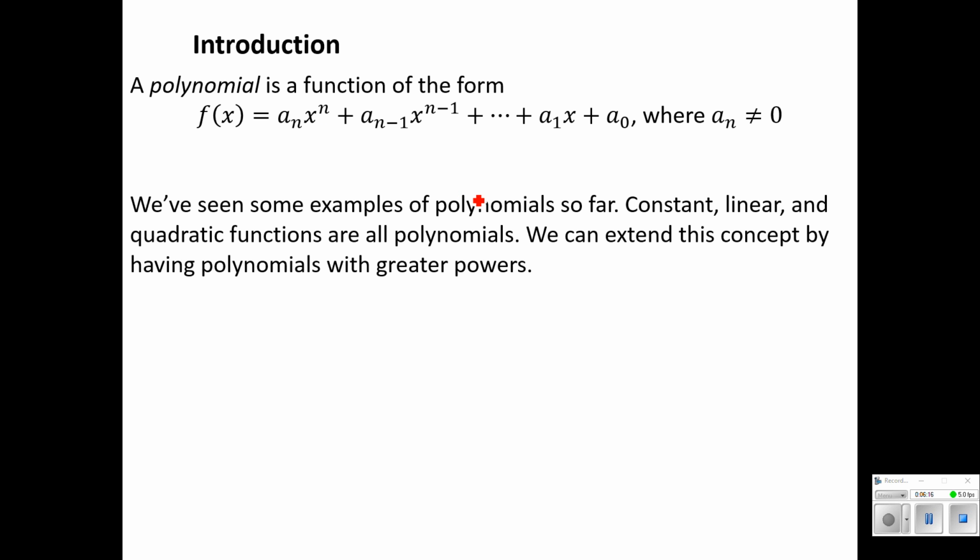So we've been building our library of functions as we've gone, and constant functions are considered a polynomial. That's just f of x equals a sub 0. We have seen linear functions. That's where our highest value of n is 1, so we have x to the first power. We keep building that. We go on to quadratic functions. Then we have second powers emerging. So where we're going with this is we're setting up polynomials that have greater powers than 2.